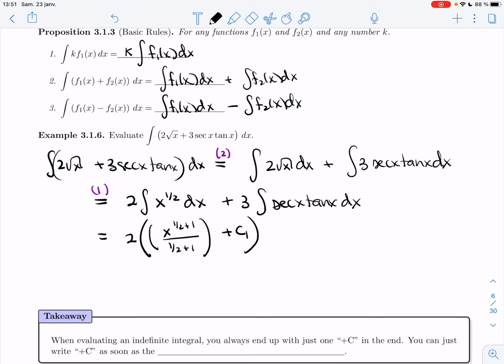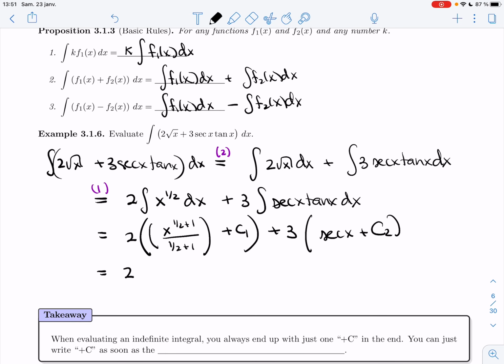All right. So according to our definition, this replaces that integral. And then the same thing here, I'm going to get secant x, and I'm going to put a second constant, a different one. I'm going to call it c2. Now I'm going to distribute the 2 in. I'm going to get 2 times x to the 3/2 over 3/2 plus 3 secant x. And then all the constants, I'm going to put together. I'm going to get 2c1 plus 3c2.